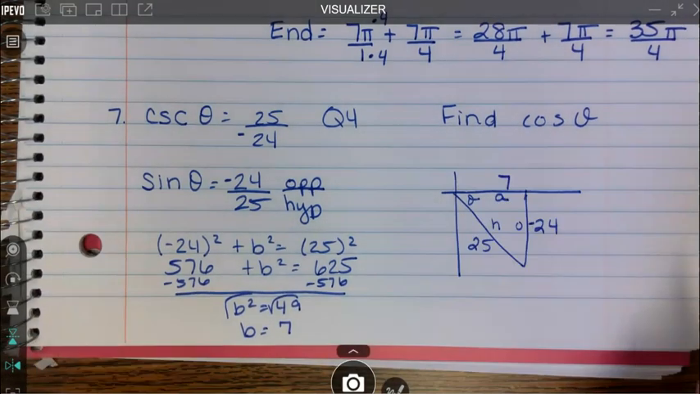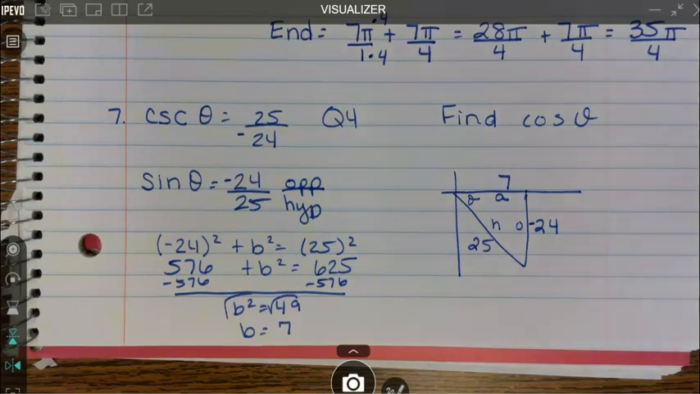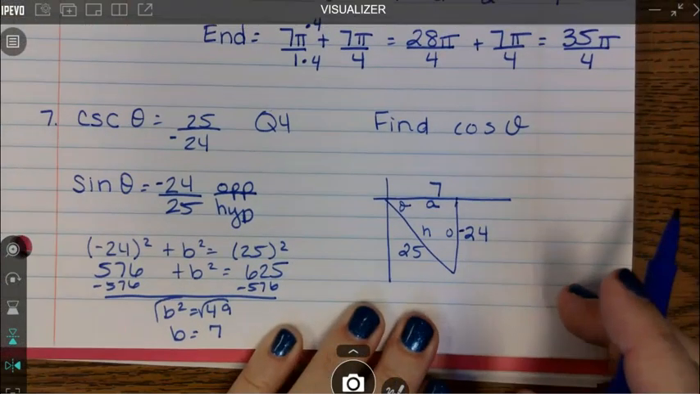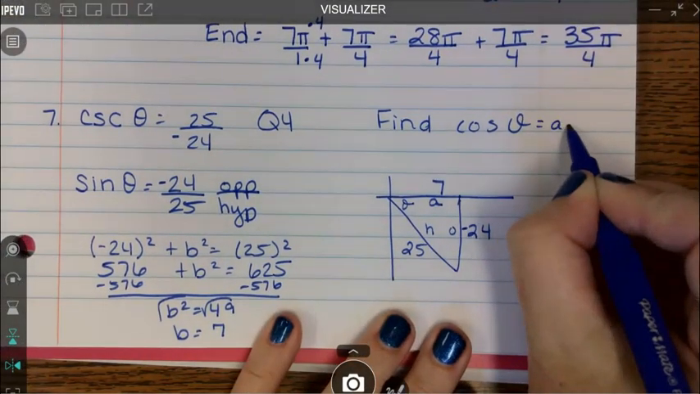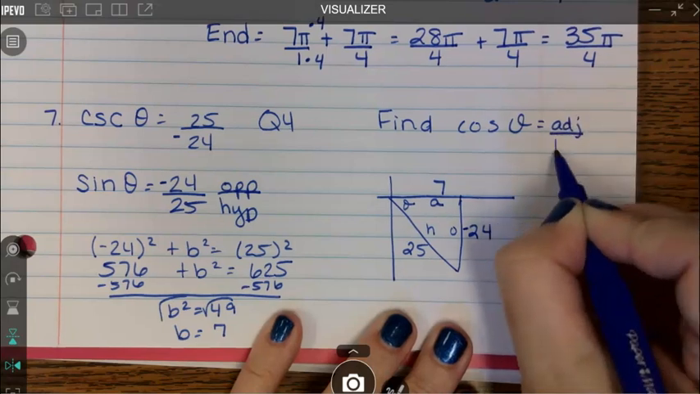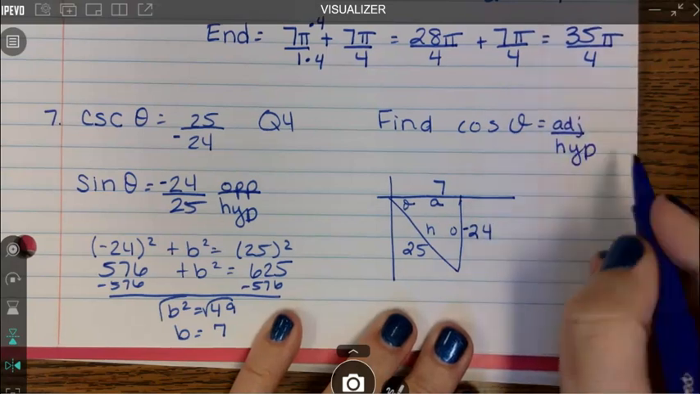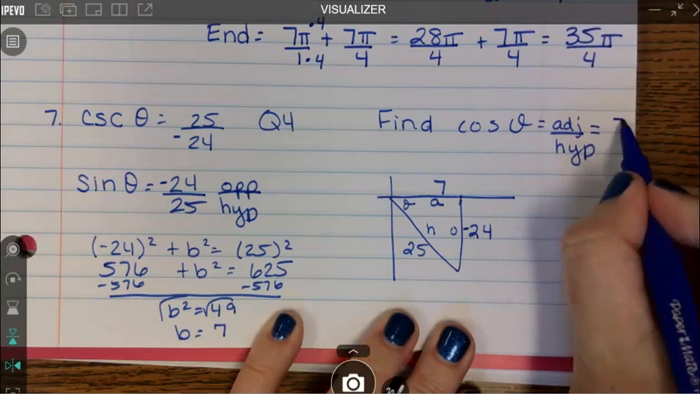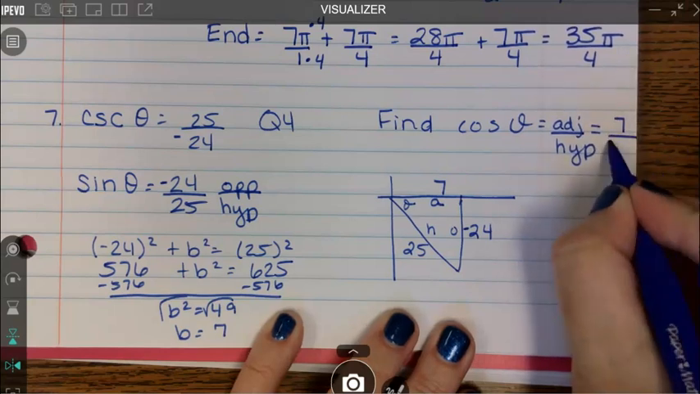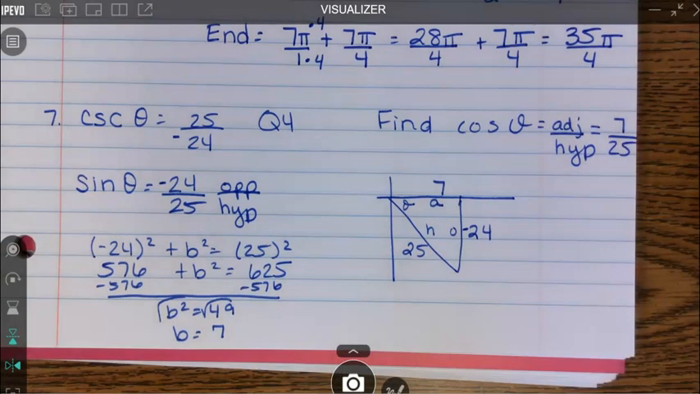Okay. Because we're in quadrant 4, that is the only negative we worry about. So cosine is adjacent over hypotenuse. So my answer is 7 over 25. And we're done.